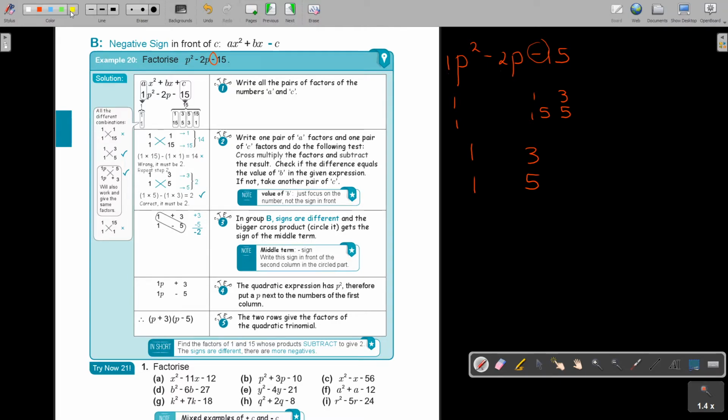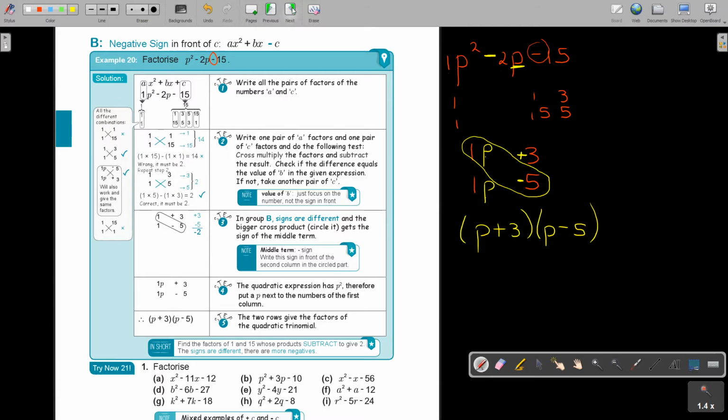And then I always tell the students, remember to highlight the biggest over cross product and put the sign of the middle in the circle in front of this second column, and then the signs are different because it's group B. So if this is negative, this is positive, and then it's p squared p, so then it's p. It's always that middle that you write. So my answer will be p plus 3, p minus 5, and that will be my answer. Okay, that's that.